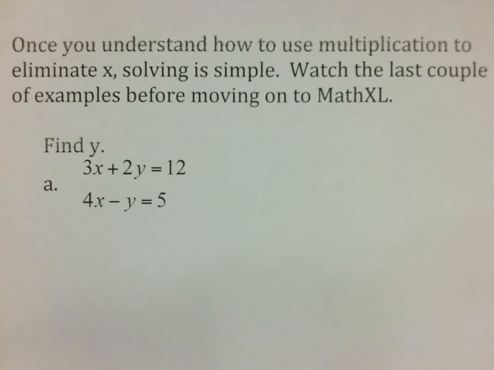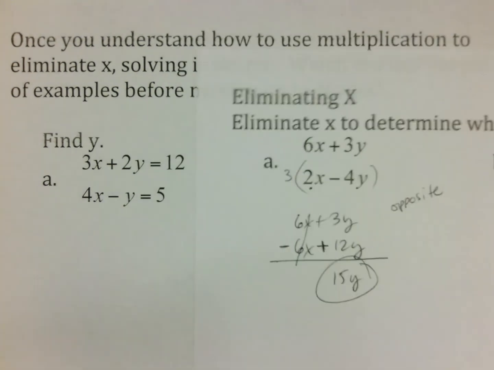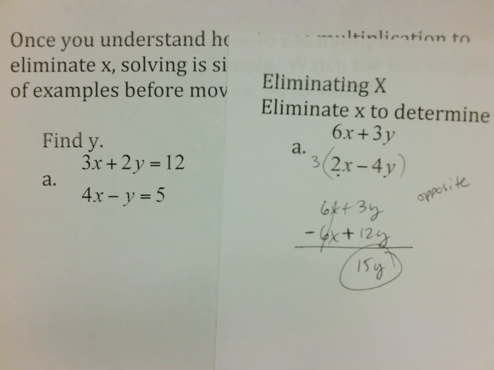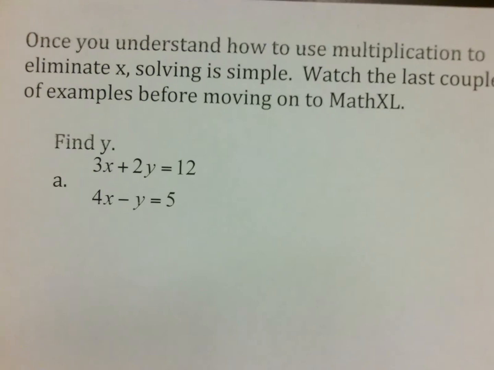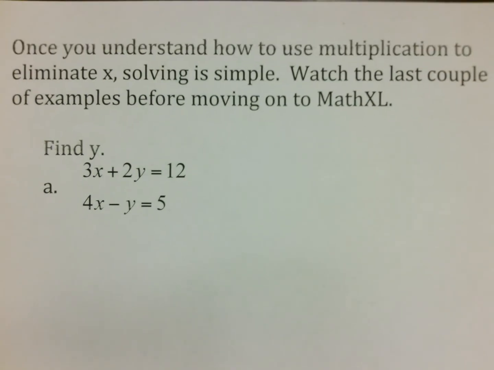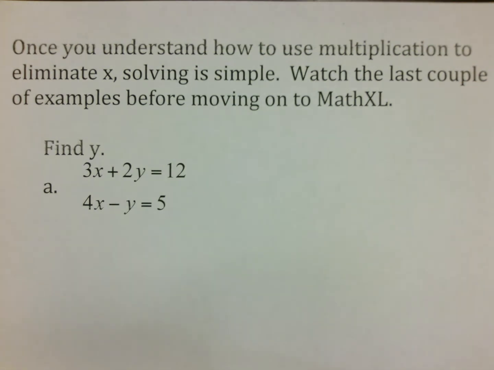Last thing, once you understand how to use multiplication to eliminate x, the rest is simple, and then what we're going to do is watch the last couple examples before moving on to Math Excel. The only difference between this question and these questions is that this has 3 terms and this one had 2. So you notice a theme. We started off with 1 term making it match, and then we went to 2 terms, and now we stop here at 3 terms. If you ever get higher than that, you're going to go to 4 terms and 5, but I don't think I've ever worked out a 5 question thing. But anyway, you just add more terms, more letters, but the process is the same.